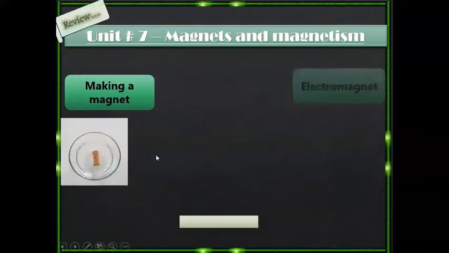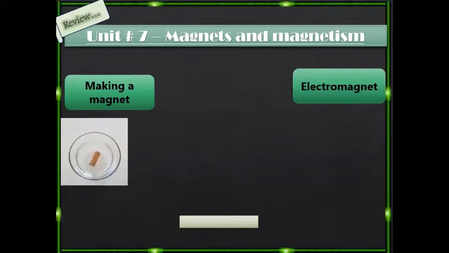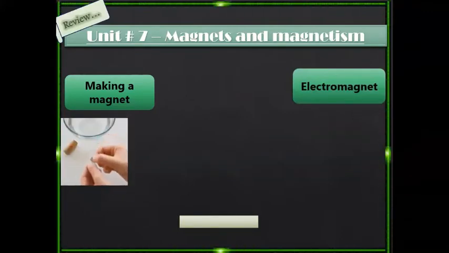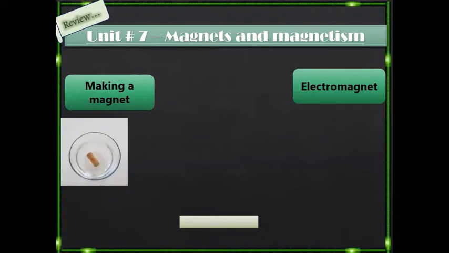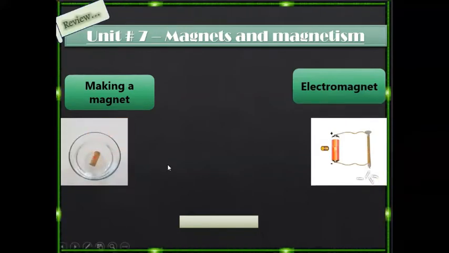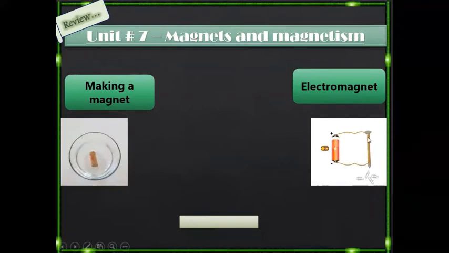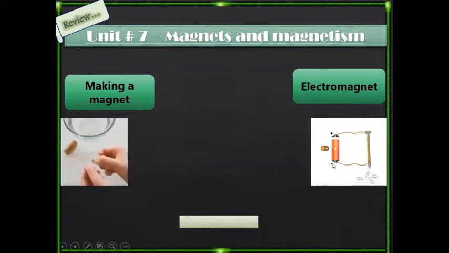Secondly, how can we make an electromagnet? And what is an electromagnet, students? An electromagnet is very simple. When a wire is wound around an iron rod and we connect it to a battery, the nail behaves like a magnet. That is an electromagnet.